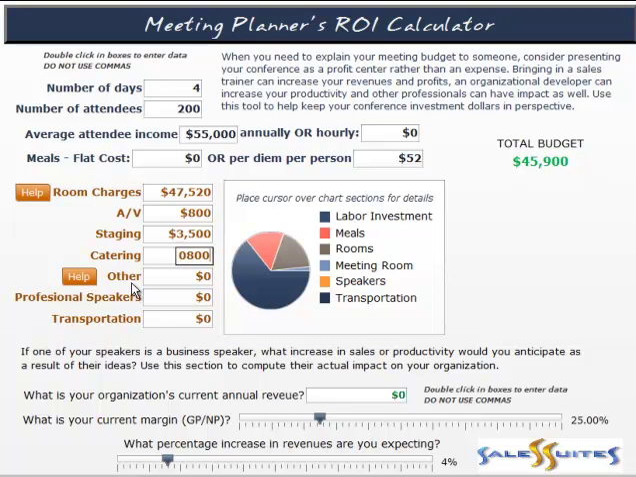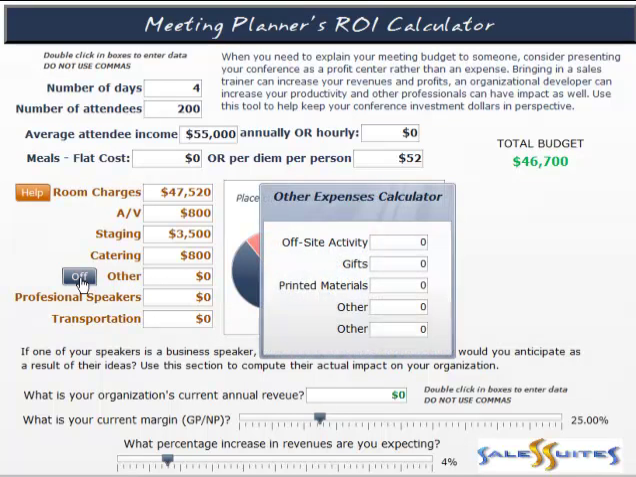Then you'll notice this category Other is typically a catch-all category, but again, we're going to help the meeting planner remember what those other expenses might include. What about an off-site activity? Oh, yes, we're going ziplining, so they're charging $15,000 to take 200 people ziplining. And what about gifts? Oh, yes, we're going to be spending $40 per person for some gifts. That'll be $8,000. And what about printed materials?